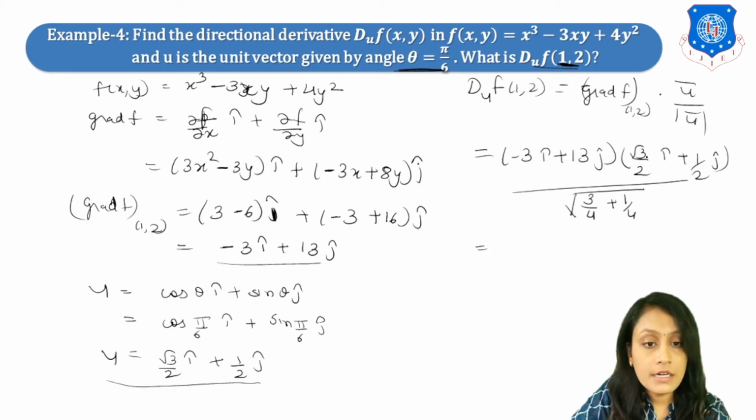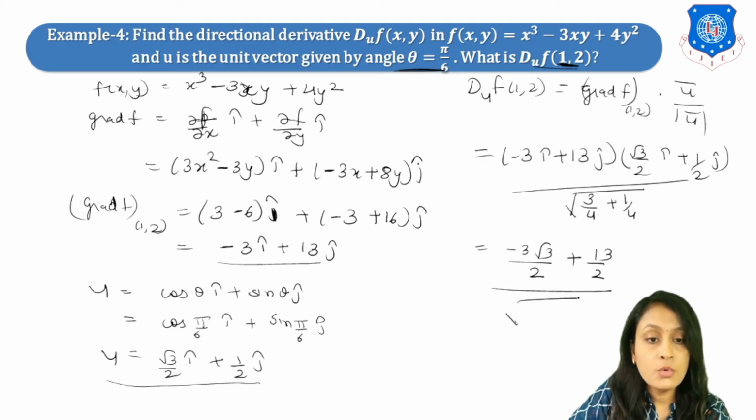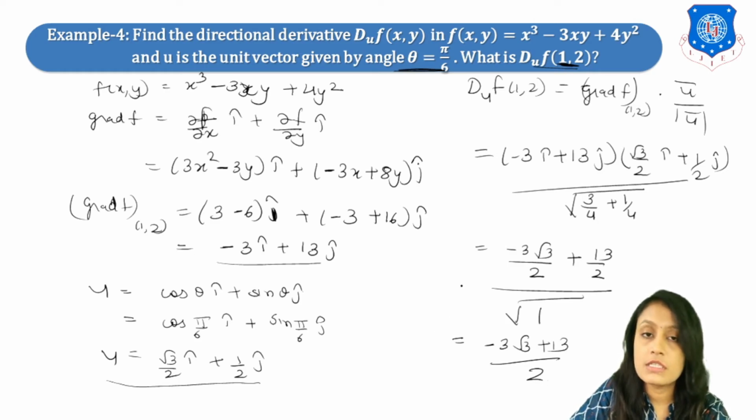As we have discussed earlier, what we have to do is multiply this i term and j term. So minus 3 into root 3 by 2 will give you minus 3 root 3 by 2, plus from here it will give you 13 by 2. Now in the denominator, what we have is under root 4 by 4, that is under root 1, so it is 1. So what is your final answer? 3 root 3 plus 13 by 2. So this is your directional derivative in the direction u, which is a unit vector given by angle theta equals pi by 6.